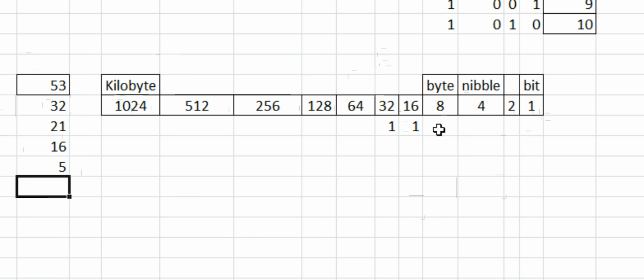So since 5's not represented there, that will have to be a 0, but 4 is. I know I've got to make 5, so that will be 1, that will be 0, and that will be 1. If I was to add 32 plus 16 plus 4 plus 1, it will make 53. In the next tutorial I'll do a few more just to make sure that we understand.